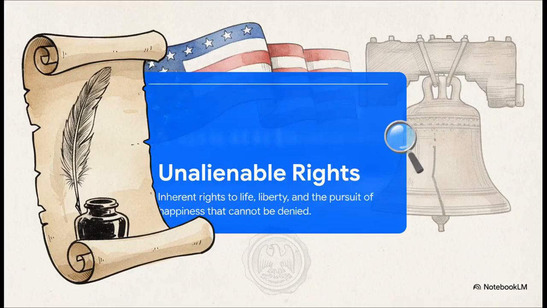And all that popular energy crystallized later that same year with the Declaration of Independence. Drafted by Thomas Jefferson, along with a committee that included heavyweights like John Adams and Benjamin Franklin, the Declaration centered a brand new nation on a revolutionary concept, unalienable rights. It boldly declared to the world that all men are created equal and inherently possess rights that simply cannot be taken away, specifically life, liberty, and the pursuit of happiness.